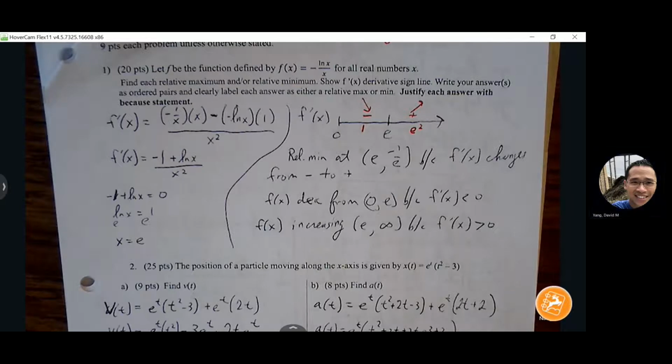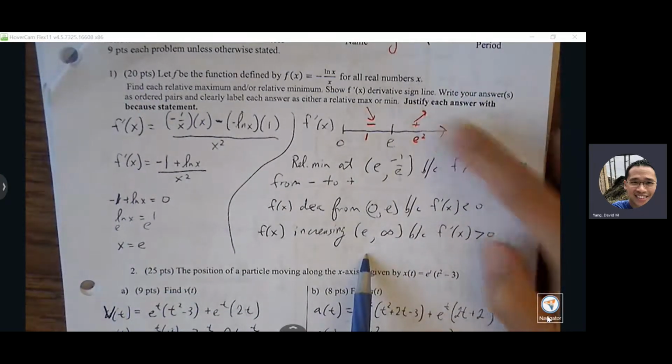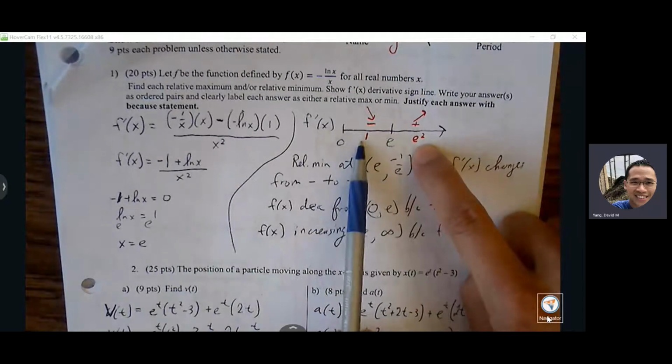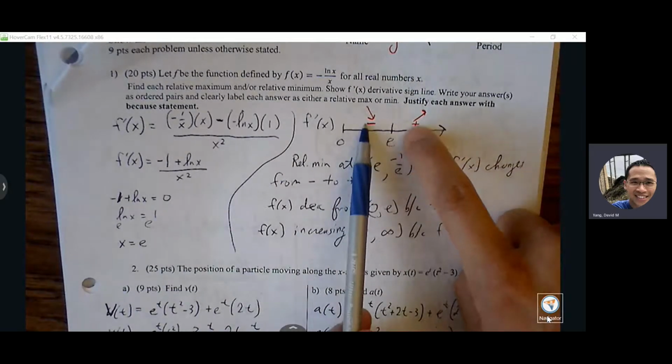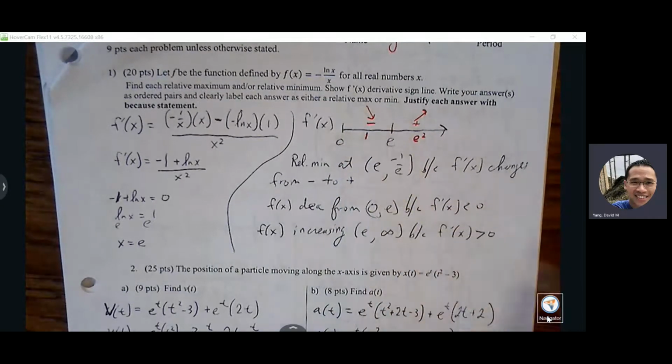Good, Jake? I'm good. All right. Why would it be increasing from e to infinity? Because of the positive slope. Okay. We don't care about the 1 or e squared anymore because that's just to test the intervals. But we know based on the arrows how the graph is moving.